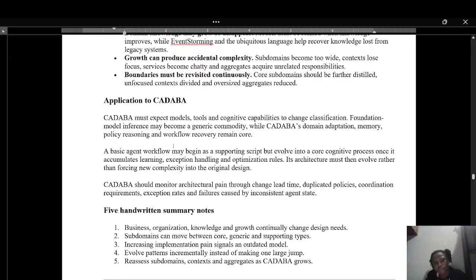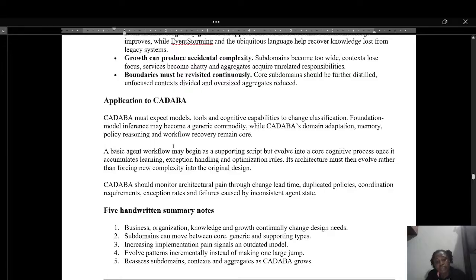So, increasing implementation pain signals an outdated model. So do not just increase implementation pain. Anything that you have to maintain continually is becoming outdated. That means you have to update the model itself instead of just paying for implementation. So anything that you implement, maybe beyond a year or 3 years, is becoming outdated. You need to redesign it.